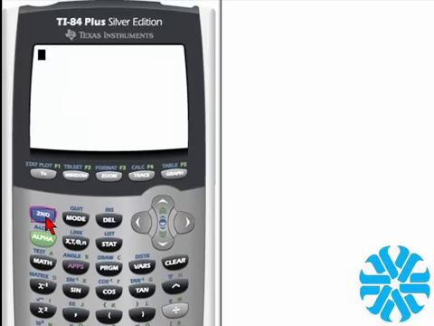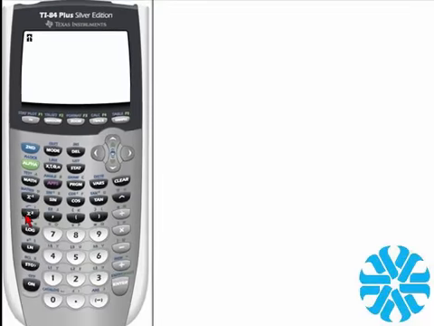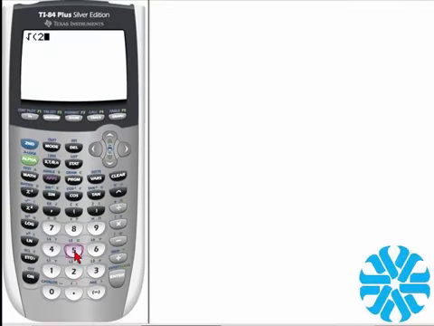So we'll start out by hitting the second function key, and that operates this square root right here. So we'll hit this key, which happens to be the x squared key, and then we'll enter 25. And now we can go ahead and close the parenthesis. Hit enter for the answer.